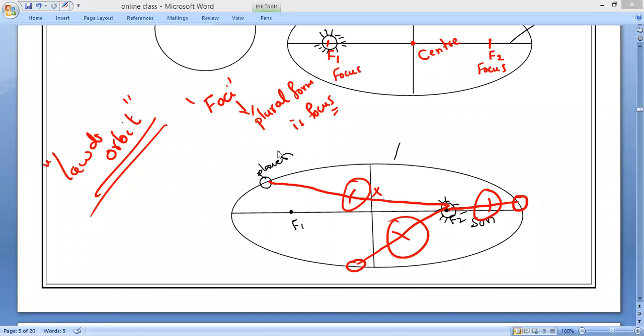That was about Kepler's first law. We'll proceed with the second law and third law in tomorrow's class. The third law is very important, as well as the second law, because there are numericals we also have to solve. So with this, I'll stop.